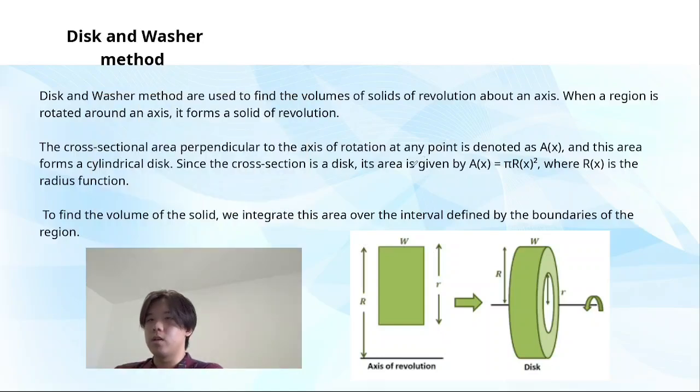Next is the disk and washer method. The disk and washer method is used to find the volumes of solids of revolution about an axis, whether it is the y or x axis. When a region is rotated around an axis, it forms a solid of revolution, similar to a disk.